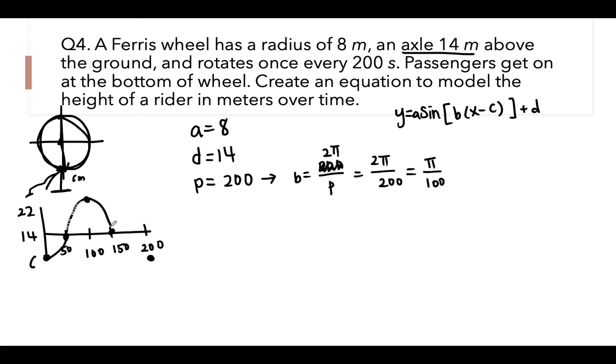Okay, as you can see, this looks like it could be sine or cosine, but it might be smarter to do a cosine graph because I don't want to put any phase shift in there. So it is upside down. So y is equal to negative 8 cos of pi over 100 x, plus 14. And that will represent the equation of this Ferris wheel.